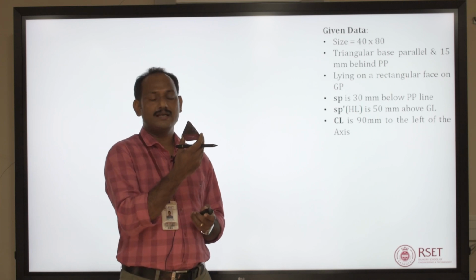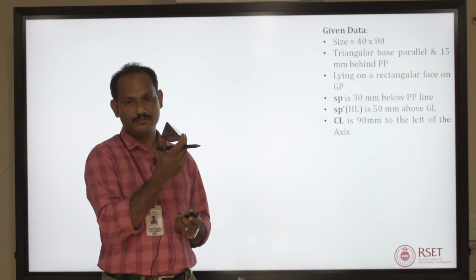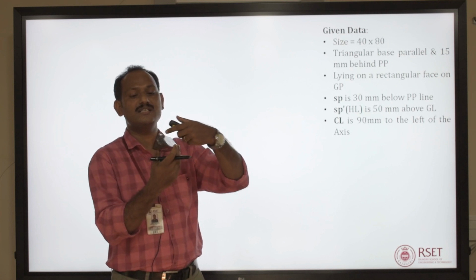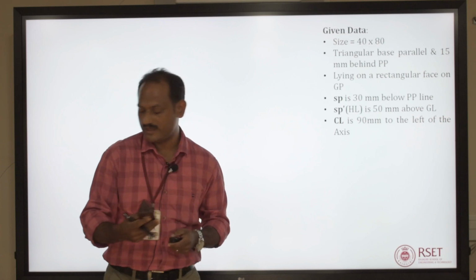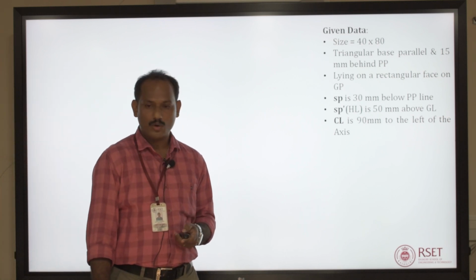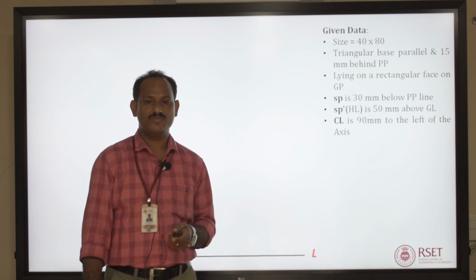So, in front view you can see the true shape of the triangular base, and in top view you can see the height of the prism. So, depending on this, first we can draw the front view of the ground line, the front view of the ground plane.